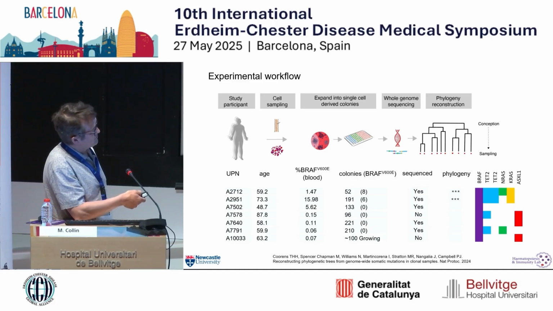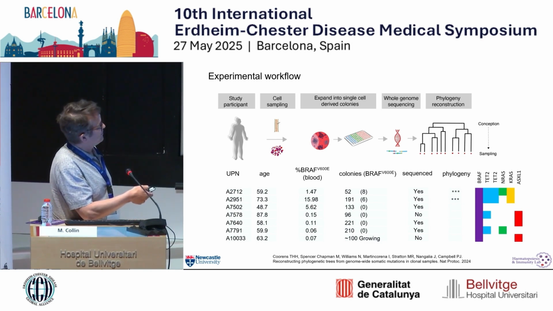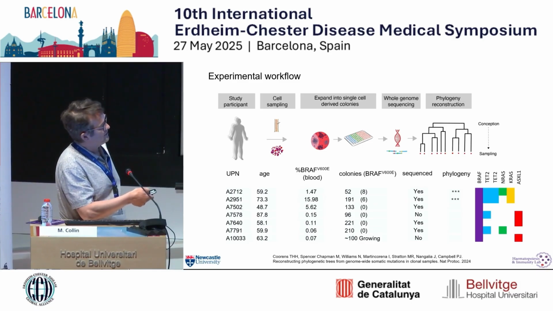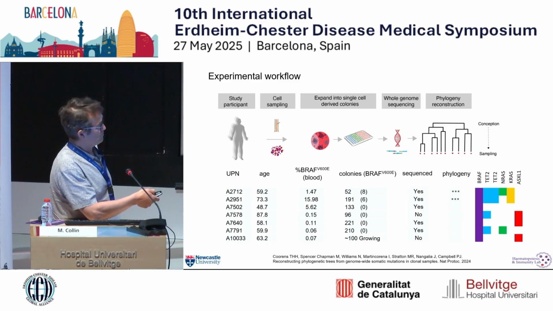And this shows the sort of technical difficulty of it. From 1,000 colonies, we had 14 with BRAF mutations. So these are all BRAF mutated patients. And we wanted to identify BRAF positive colonies so that we could make sure they were represented in the tree.